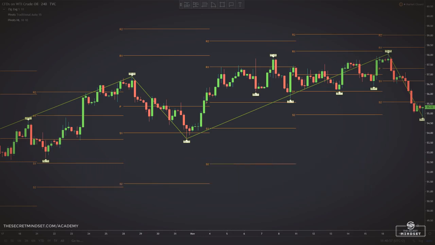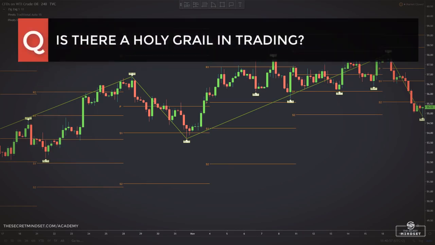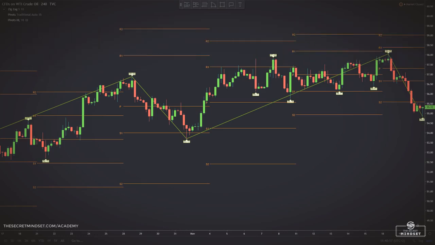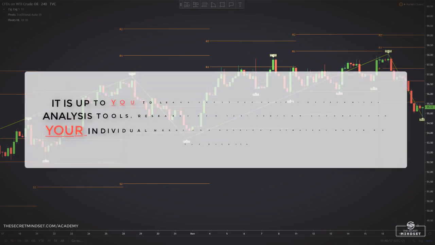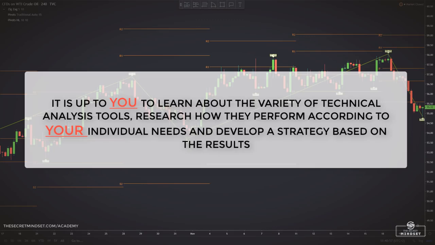Traders often talk about the holy grail, the one trading secret that will lead to instant profits. Unfortunately, there is no perfect strategy that will guarantee success for each investor. Each trader has a unique style, risk tolerance, and personality. As such, it is up to each trader to learn about the variety of technical analysis tools that are available, research how they perform according to their individual needs, and develop strategies based on their results.